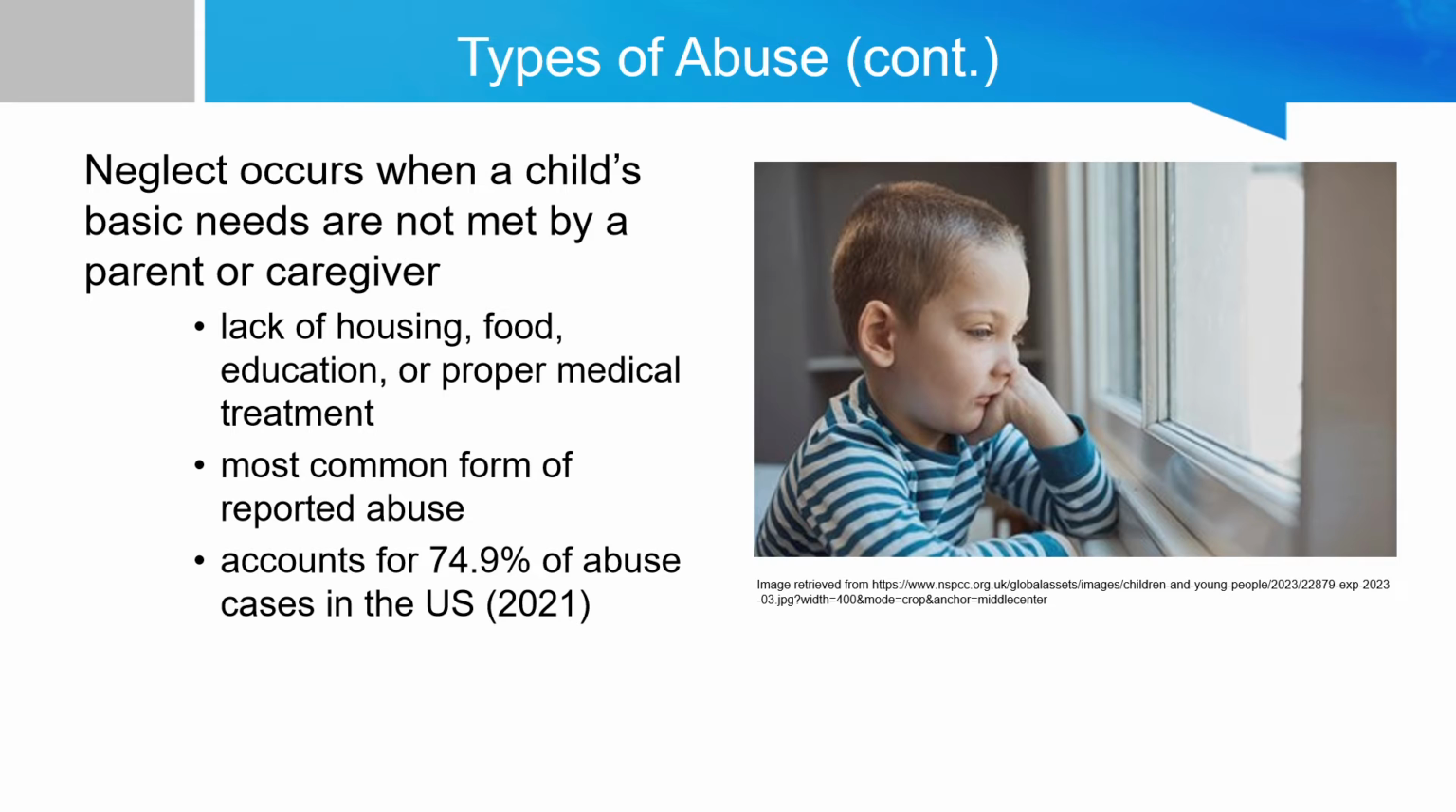Neglect occurs when a child's basic needs are not met by a parent or caregiver. This could include lack of housing, food, education, or proper medical treatment. This is the most common form of reported abuse, and it accounts for 74.9% of abuse cases in the United States.